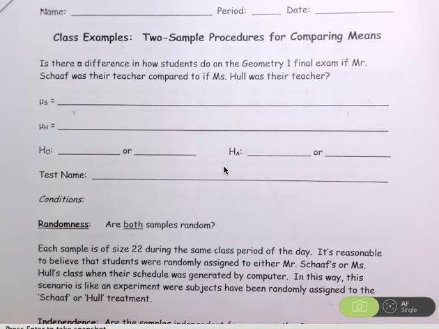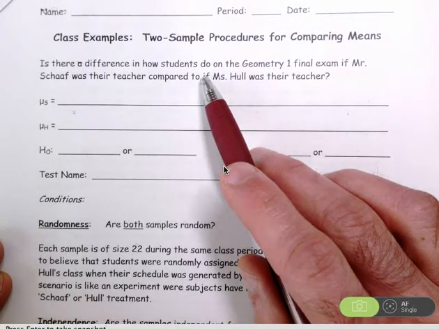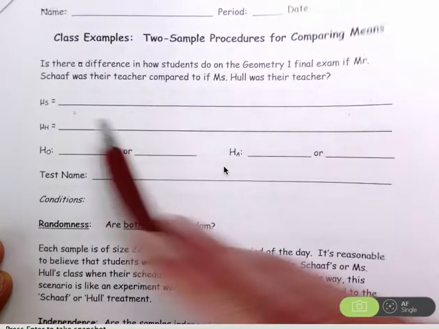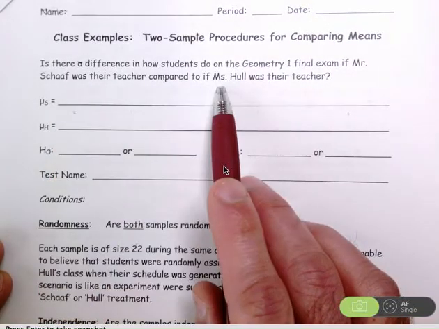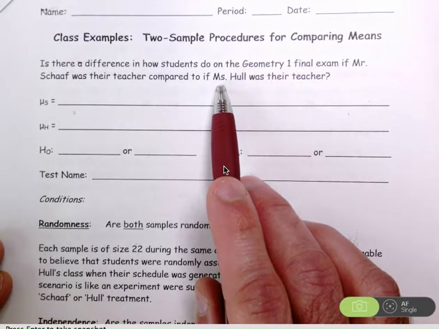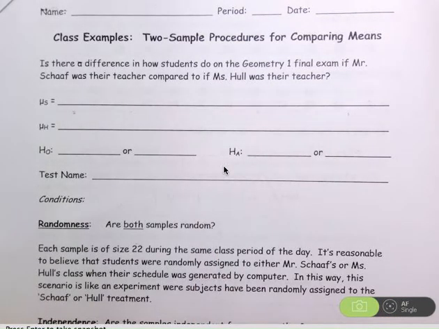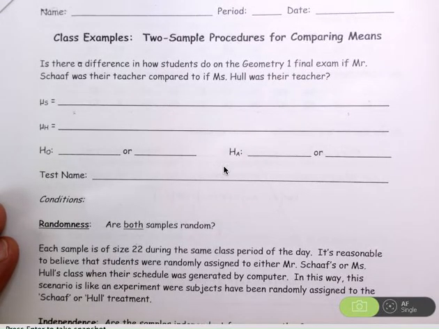Hi there. Let me introduce you to working with statistical procedures where you can deal with two samples where you're comparing means. So, is there a difference in how students do on the Geometry 1 final exam if Mr. Schaff was their teacher compared to if Ms. Hull was their teacher? Well, this time we're going to have two samples. We have a sample of students from my class. We have a sample of students from Ms. Hull's class, and I'm interested in seeing if there's a difference between what we believe the population mean Geometry 1 exam scores would be for these two teachers.